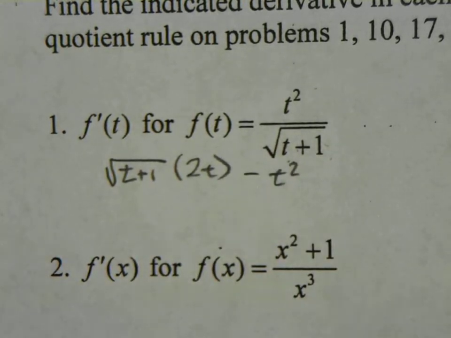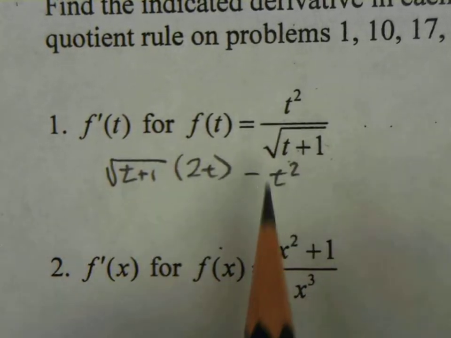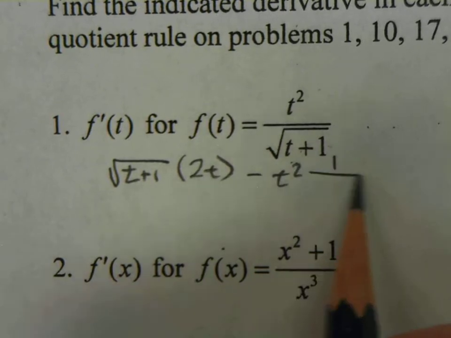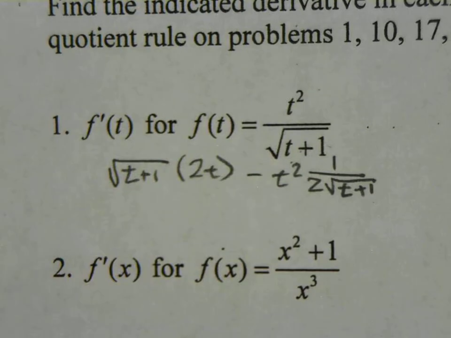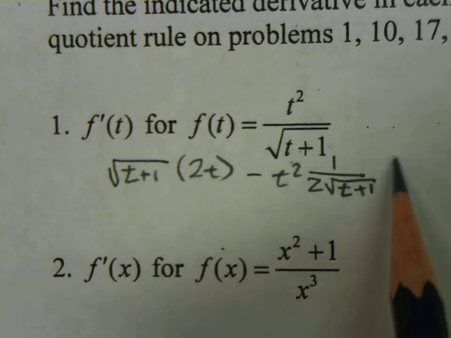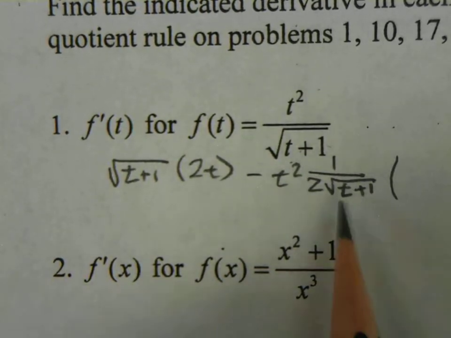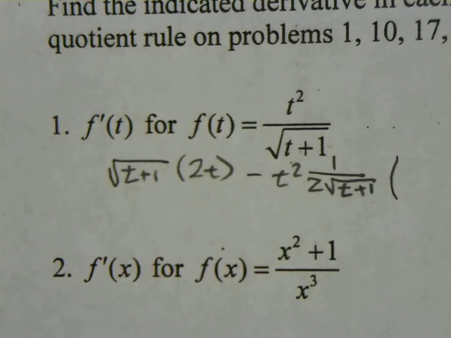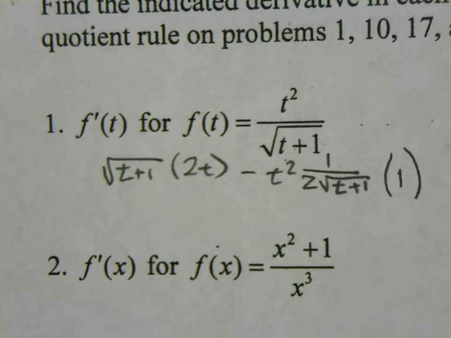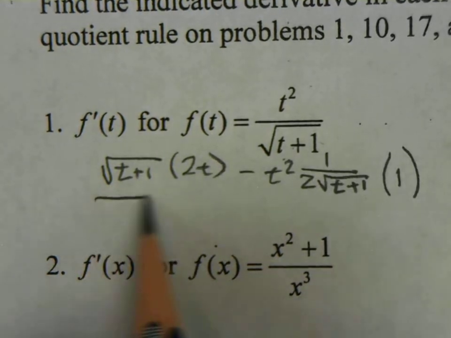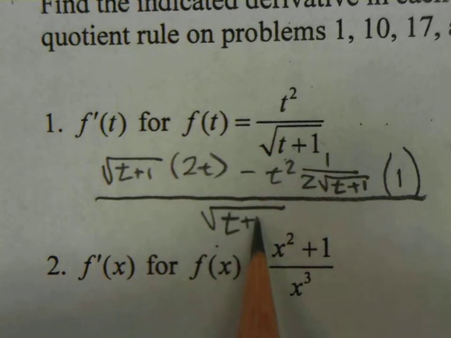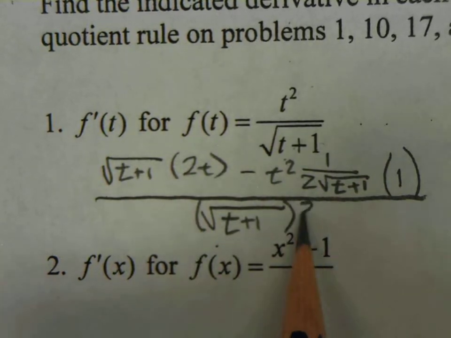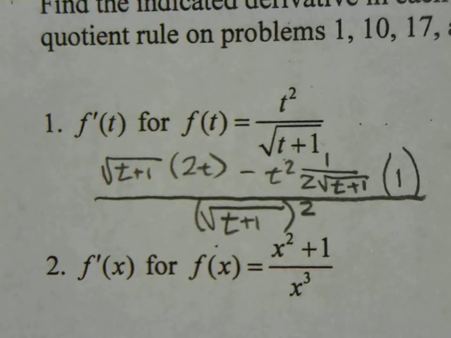So we're thinking chain rule here. The derivative of square root of something is 1 over 2 times the square root of that something, which is t plus 1, times the rate of change of that input. Well, the derivative of t with respect to t is 1, so we get a pretty easy chain rule. And then divided by the denominator squared. So I'm going to write the square root of t plus 1 squared. I'm not going to simplify, we're not worried about that here.